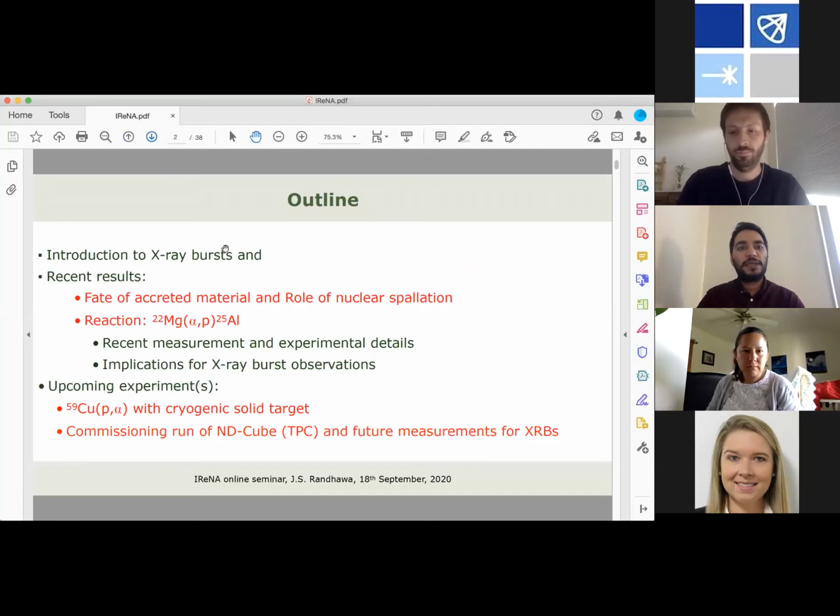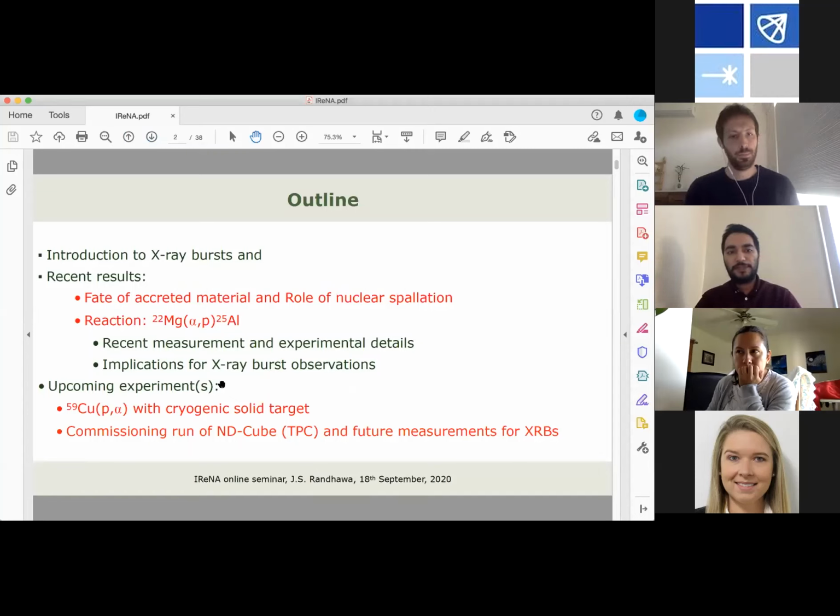Here's the outline of my talk. I'll start with a brief introduction to X-ray bursts, and then I'll talk about our two recent works. One is the fate of material accreted onto a neutron star and the role of nuclear spallation, and then the measurement of 22Mg(α,p), which is another recent work. I'll talk about the experimental details and implications for X-ray bursts.